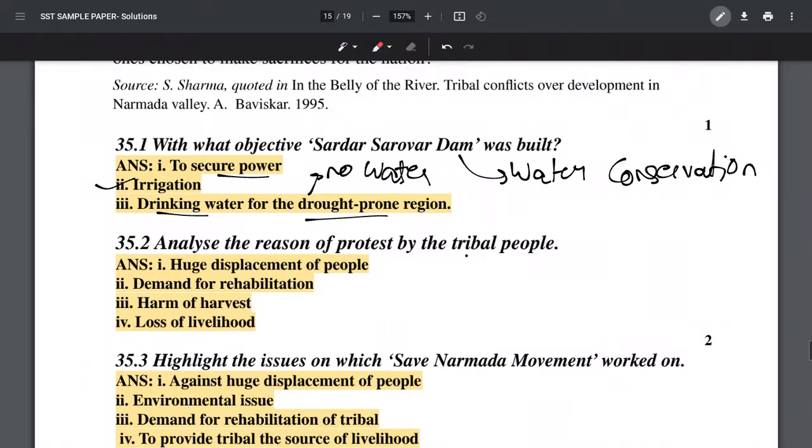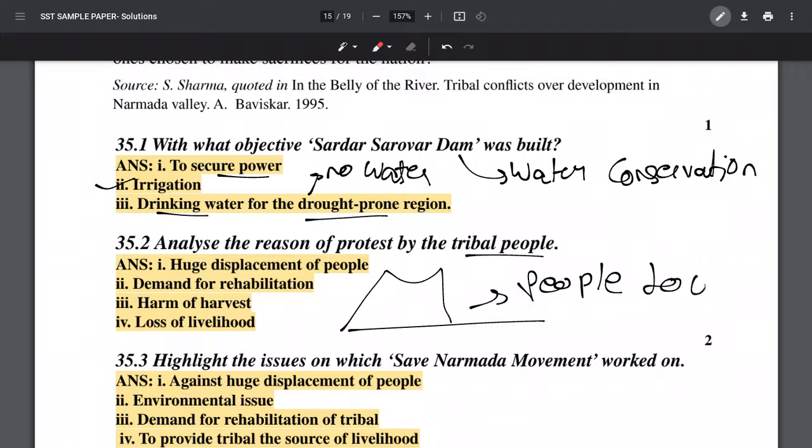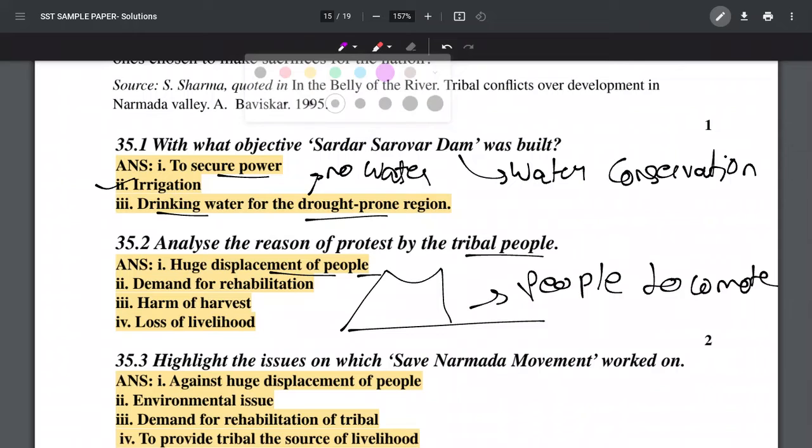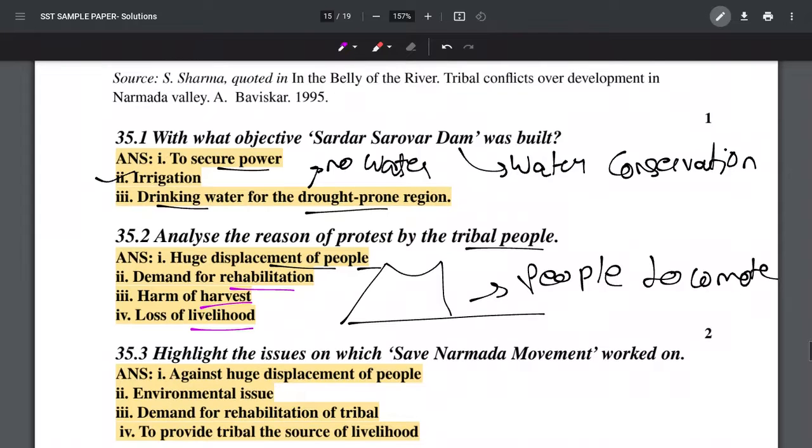Now, analyze the reason for the protest by the tribal people. Why did the people protest? Because if the dam is made, right? So what happened? The people have to move, right? They have to locomote and go to some other place now. So there was a huge displacement of people. People had to move from one place to another, isn't it? And what else? There is a demand for rehabilitation. The harvest was also destroyed, and the livelihood was also affected, people simply going here and there finding houses.